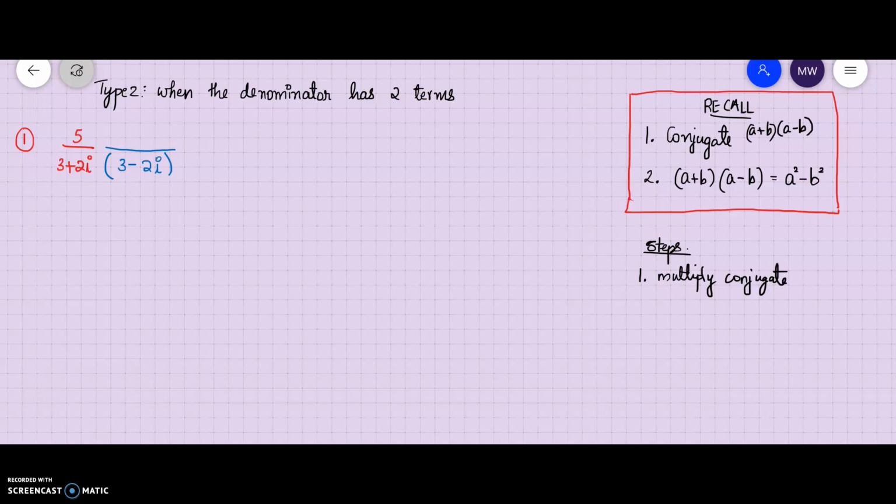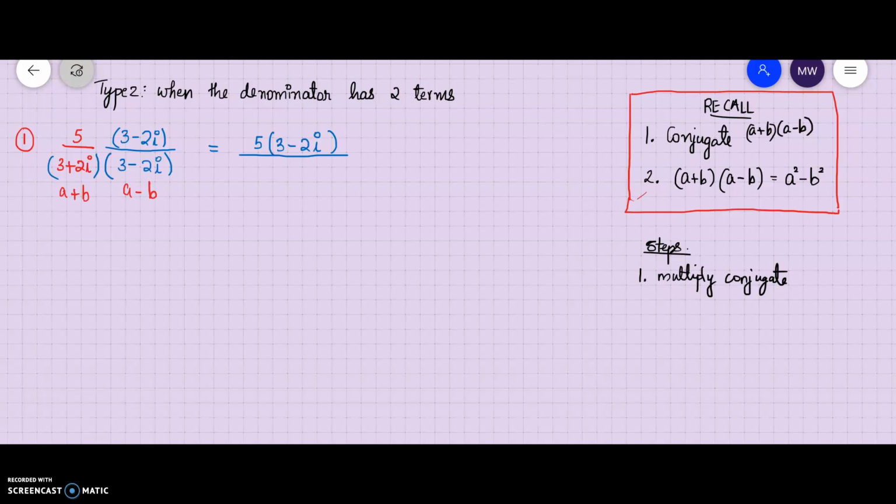So we'd multiply by 3 minus 2i above and below the fraction, like that, in the numerator and in the denominator. And here we have 5 times (3 minus 2i). I'm not distributing the 5 into the numerator yet. In the denominator, you have 3 plus 2i and 3 minus 2i. So this is of the form a plus b and a minus b.